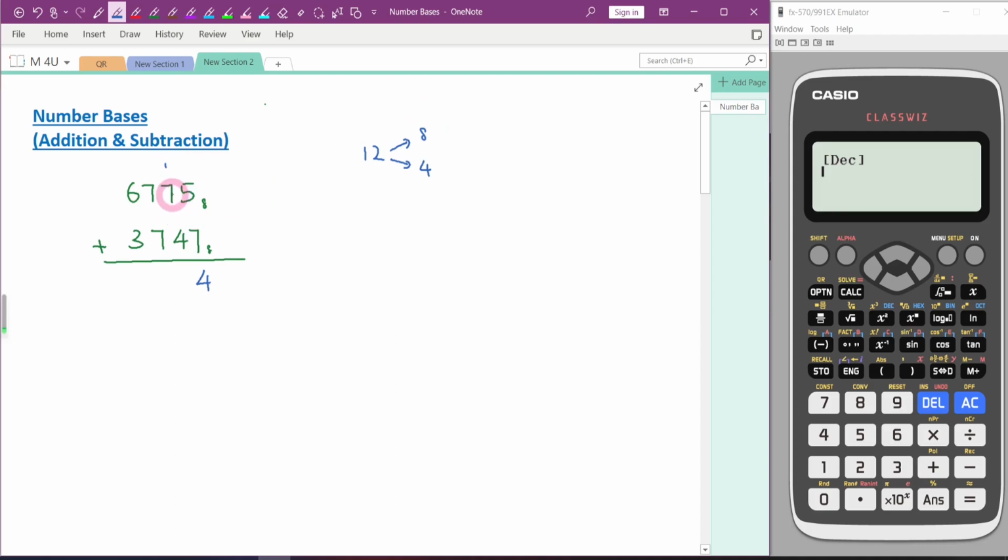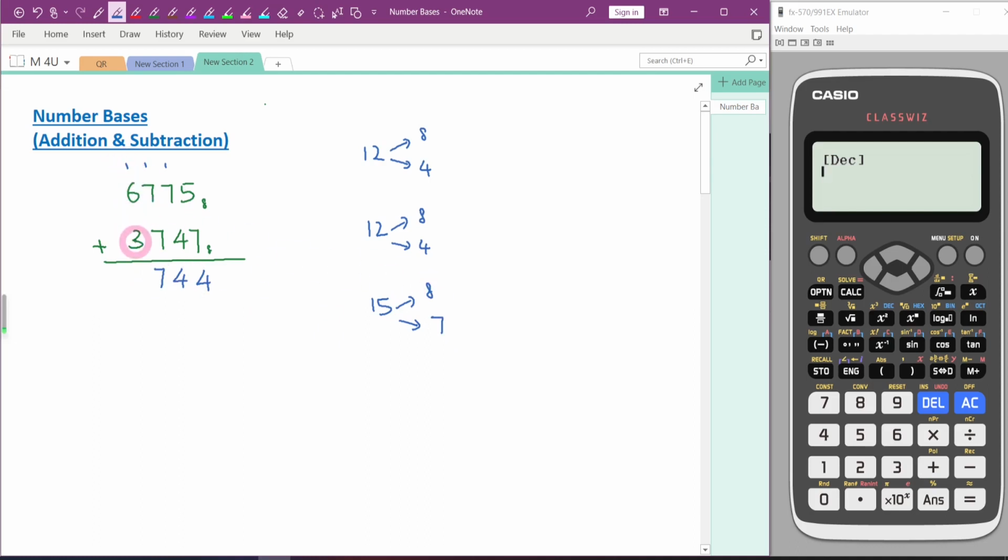So 7 plus 4 is equal to 11. Plus 1 will be equal to 12. Same thing, 12 is equal to 8 plus 4. I only write 4 and I add 1 over here. So 7 plus 7 is equal to 14. 14 plus 1 is equal to 15, right? But do we write 15 here? No. So 15 is equal to 8 plus 7. We only write 7. So the 8, we add 1 in front of it.